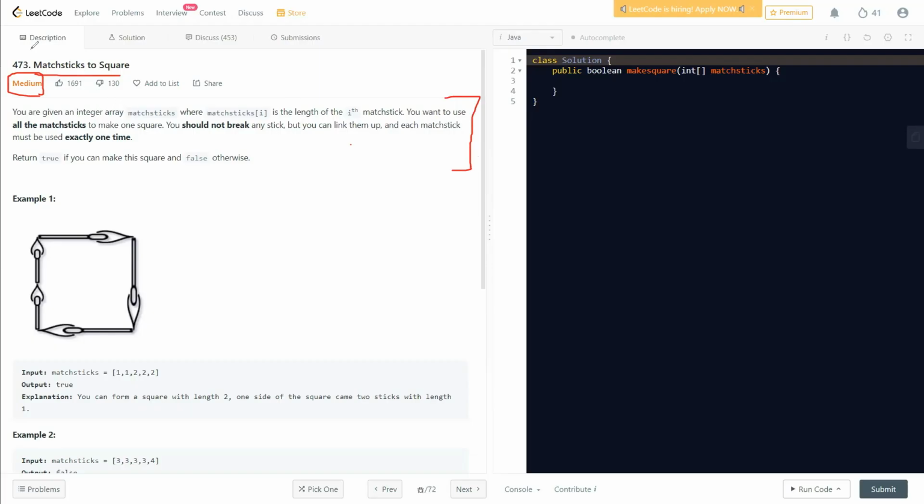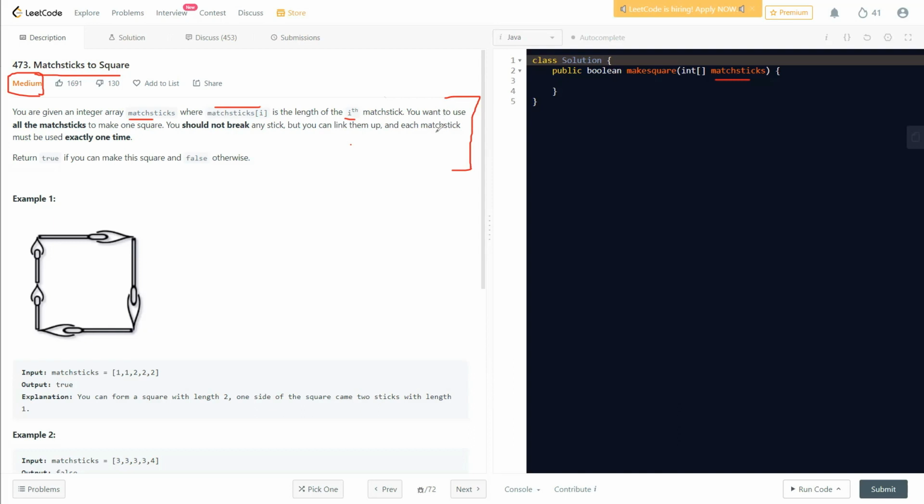So the question says, you are given an integer array matchsticks. This is the matchsticks integer array given to us, where matchsticks[i], each of the elements in the matchsticks array, is the length of the ith matchstick.